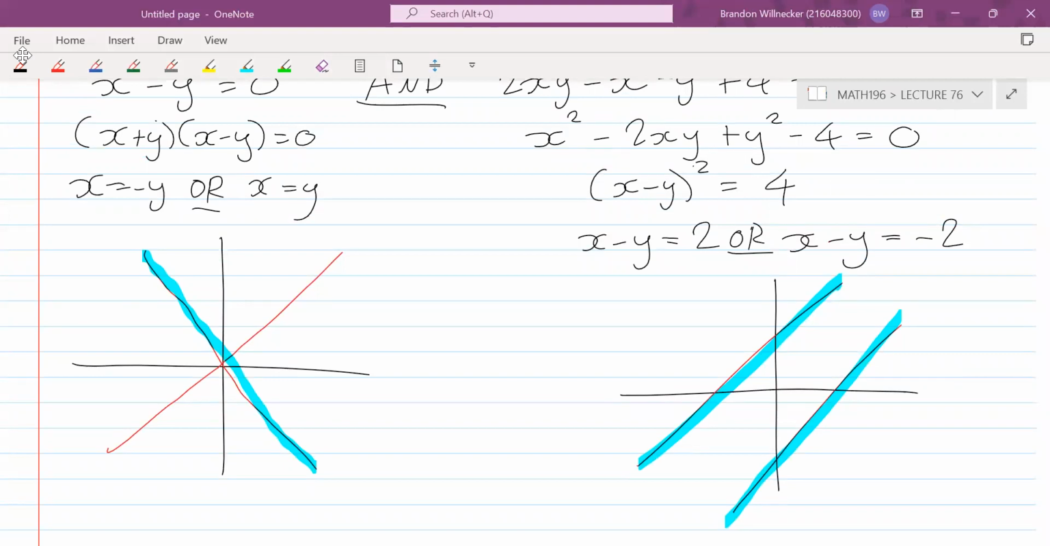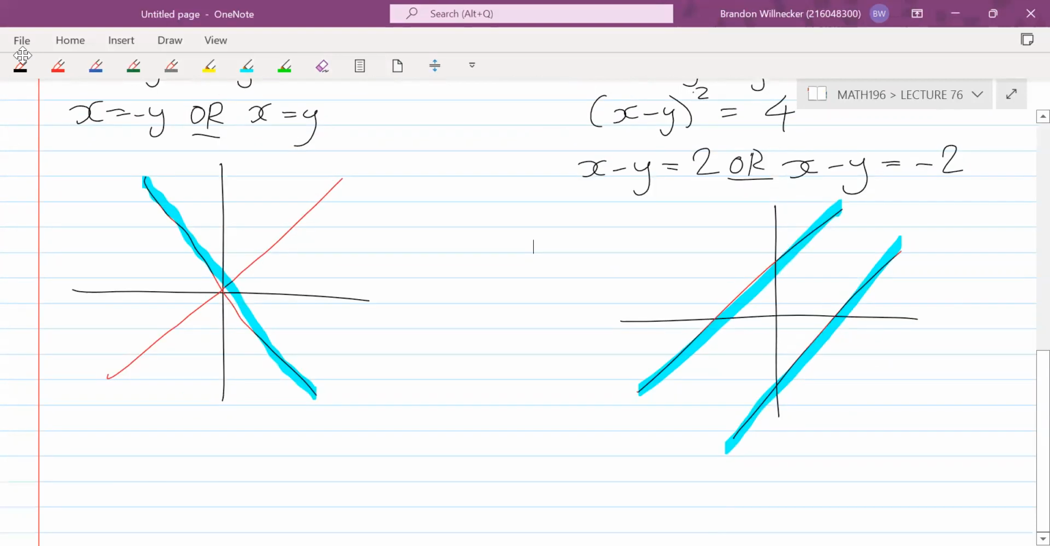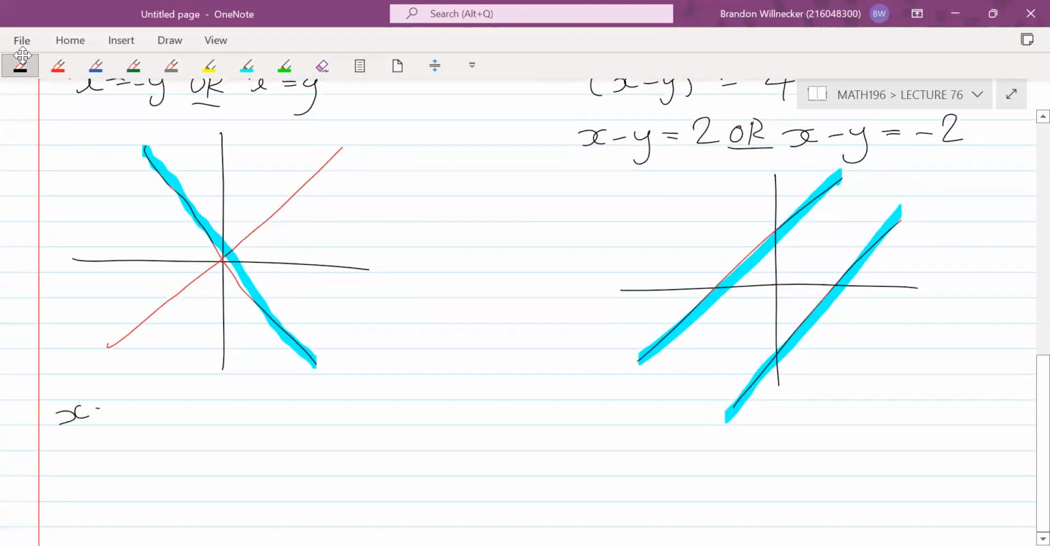If we substitute x equals minus y, we're going to get two possible solutions. One of them is x equals minus 1 and y equals 1. That is the one intersection point somewhere over there. And on the other side, we're going to get x equals 1, y equals minus 1. That's going to be somewhere over here, if we imagine the intersection points there.